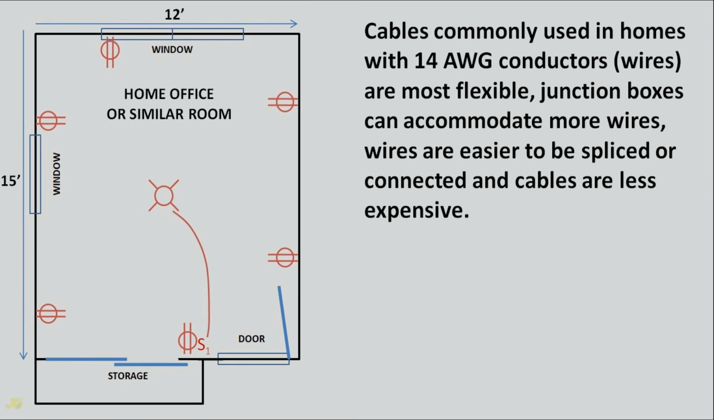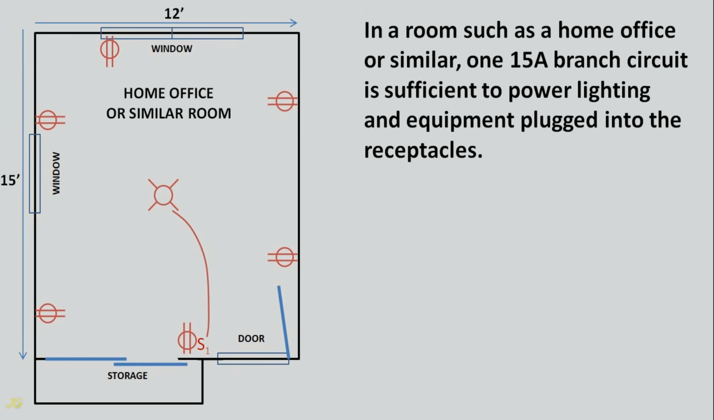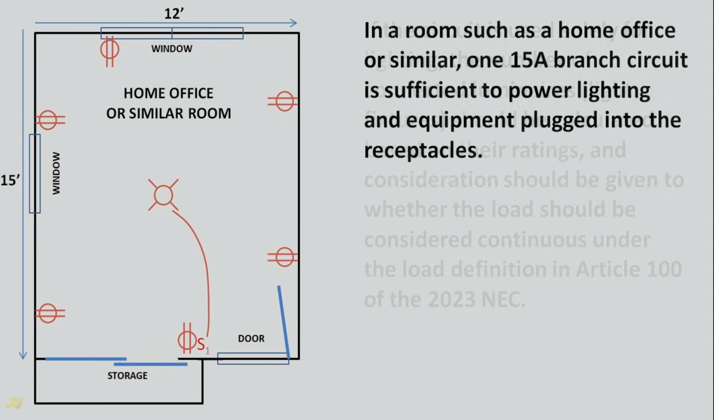Cables commonly used in homes with 14 gauge conductors, wires, are most flexible. Junction boxes can accommodate more wires. Wires are easier to be spliced or connected, and cables are less expensive. In a room such as a home office or similar, one 15 amp branch circuit is sufficient to power lighting and equipment plugged into the receptacles.